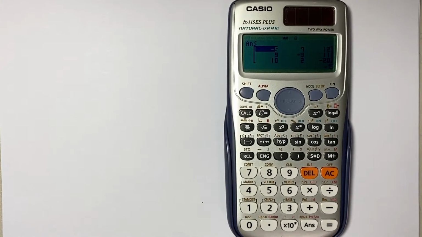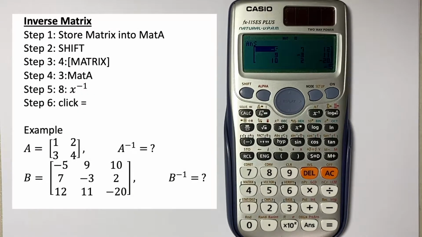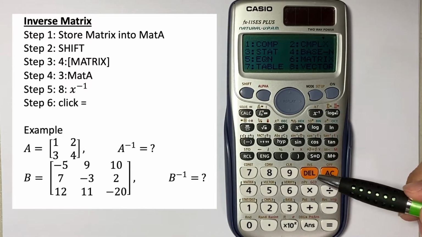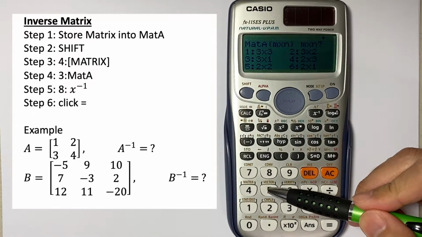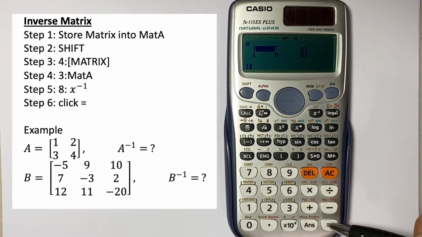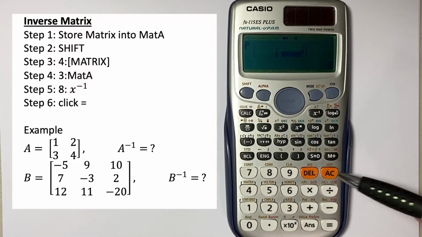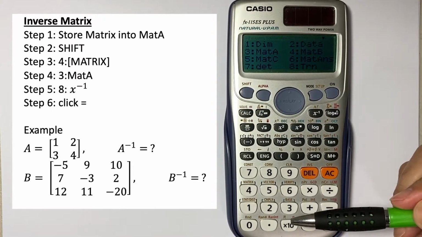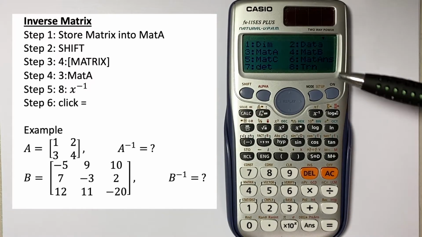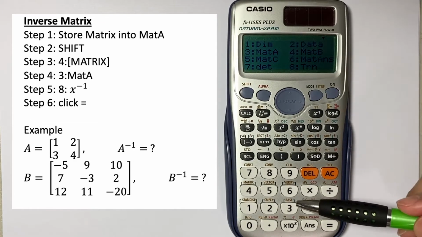Next, on the calculator, let me show you the inverse matrix. Same practice: first, we need to store the matrix into the calculator. So go to mode 6 for matrix, and then we're going to store a 2 by 2 matrix in the calculator. And then 1, 2, 3, 4. Save it, and then go to shift 4 for matrix. And here we know that we stored it on matrix A, so select number 3.